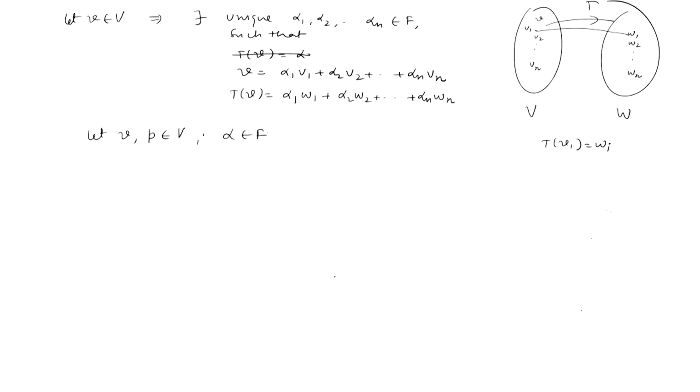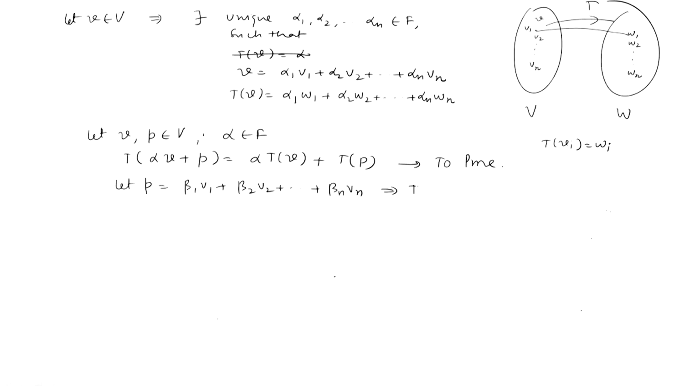So, how can we show this? We have to prove this thing: T of alpha V plus P is equal to alpha times TV plus TP. So, this is to prove. Now, P is also some element in vector space V. So, this P can be written as a linear combination of the Vi's: beta 1 V 1 plus beta 2 V 2 and so on up to beta n V n. This implies T of P will be beta 1 times T of V 1, which is W 1, plus and so on up to beta n W n.